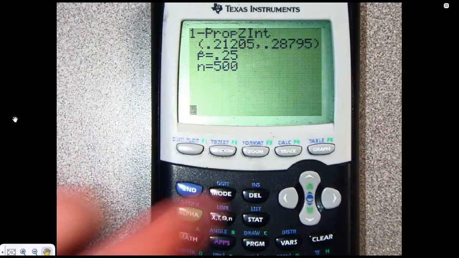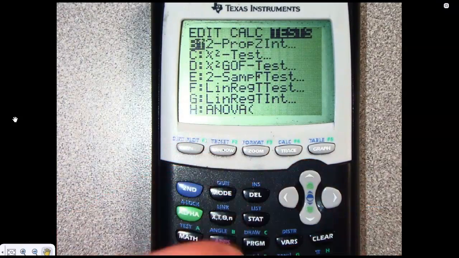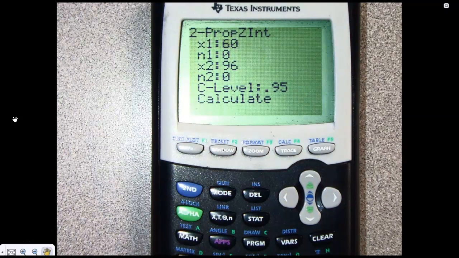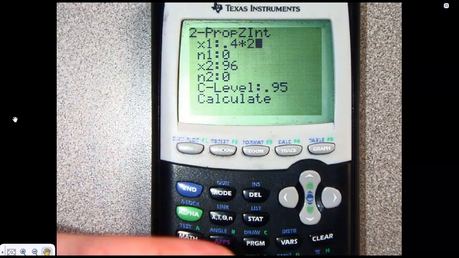So go back to stat, tests, and now we're doing a two proportion Z interval. You're just doing the same thing you just did, twice. Again, you can't put a decimal in for x. X is the number of successes. So this is 0.4 times 200.